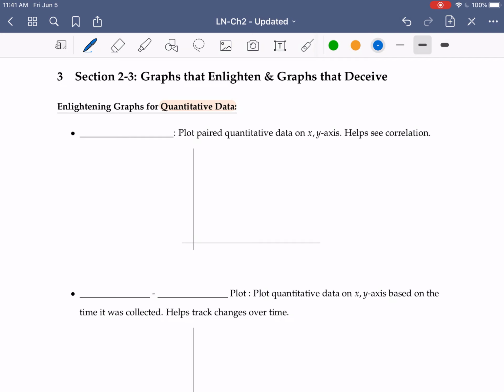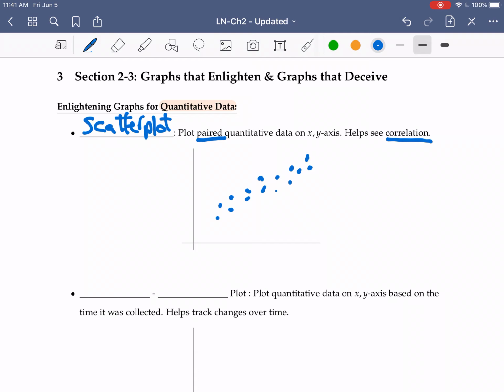So the first type of graph that we have is a scatterplot. A scatterplot will plot paired quantitative data on an X and Y axis. It's worthwhile. It will help you see correlation, see how those X and Y values, the paired values, how are they related? Does there appear to be some kind of relationship, right? What that looks like is you just have a bunch of dots that are representing the pairs of data, right? Those pairs could be like before and after measurements.